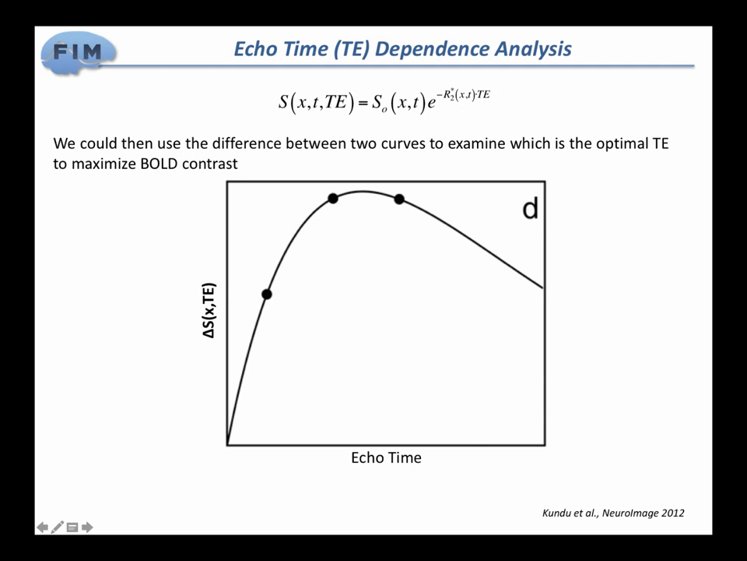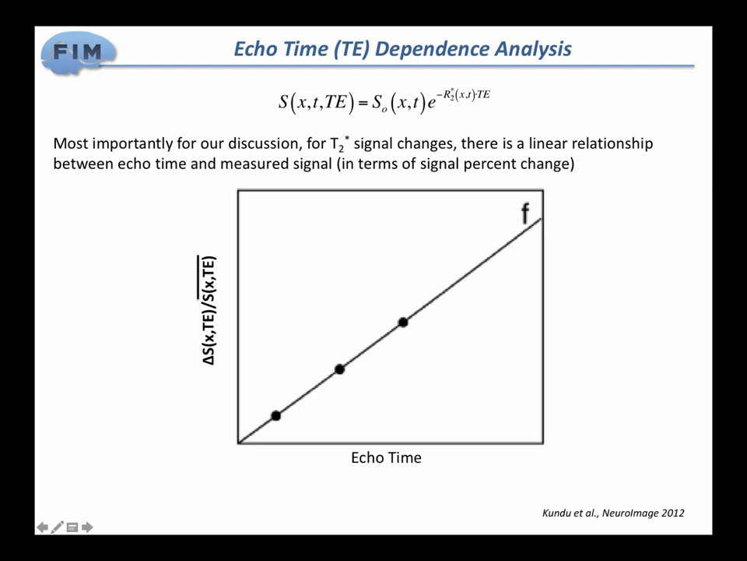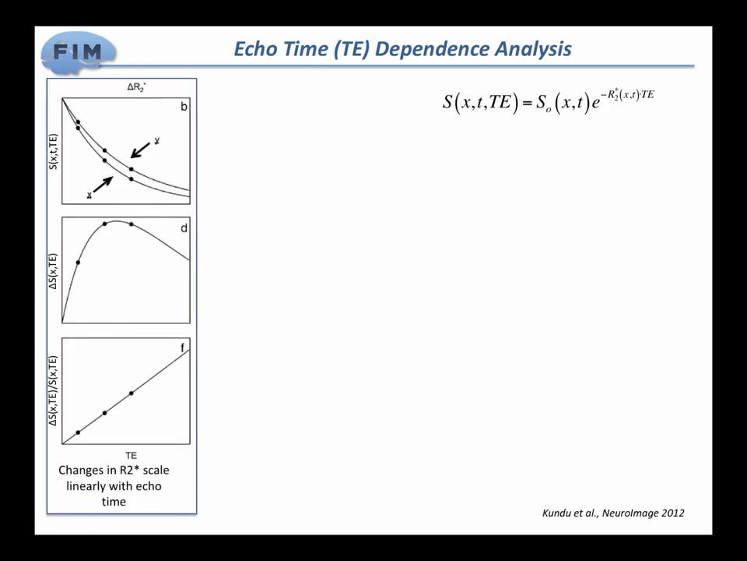But if we think of this curve in terms of signal percent change, which is basically that difference divided by the average across time, what we can see is that for BOLD-like fluctuations, for fluctuations that are due to a change in T2*, there is a linear dependence on echo time in terms of signal percent change. This is key for what we're going to call echo dependence analysis. So signal fluctuations that are due to a change in R2* or T2* end up showing a linear dependence on echo time when you think of the signal as signal percent change: the signal minus the mean divided by the mean.